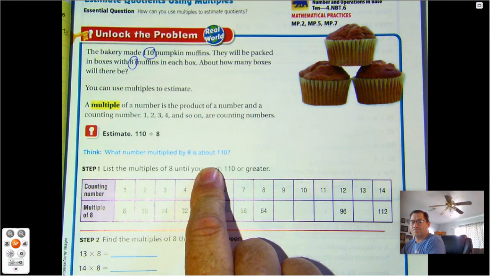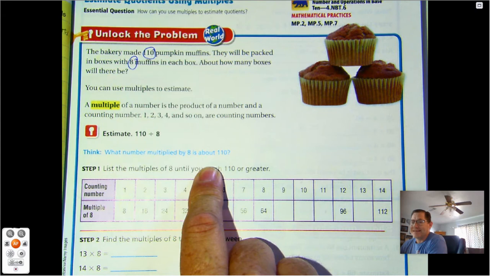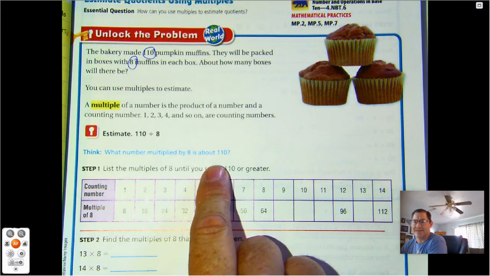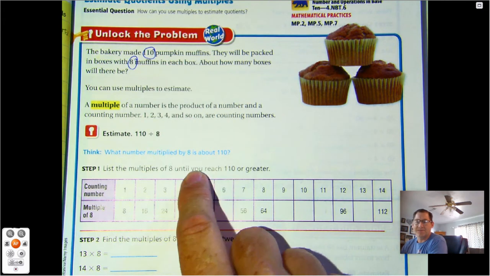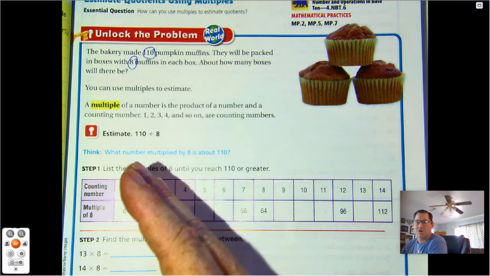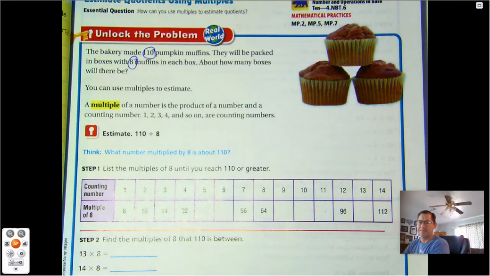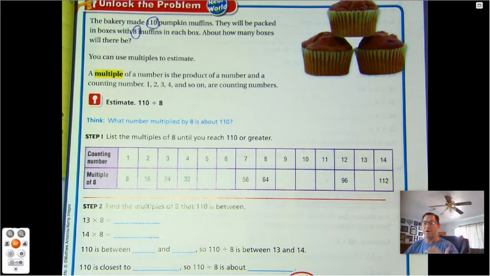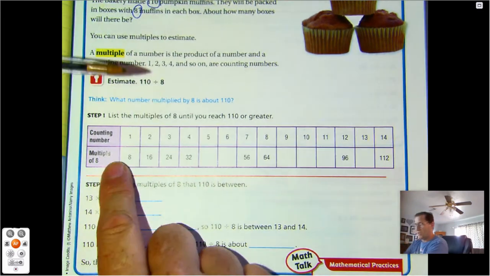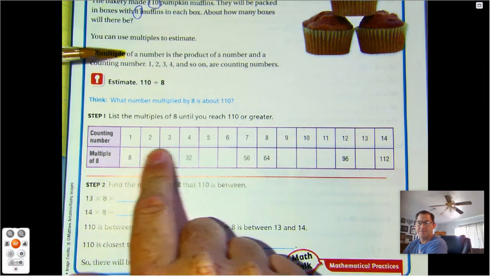Well, as far as basic math facts go, 8 times 10 is 80. 8 times 11 is 88. 8 times 12 is 96. So it sort of gets close, but beyond that, I'm no longer really at the math facts. It's not something that I've just memorized. So what we're going to do is start counting, okay?